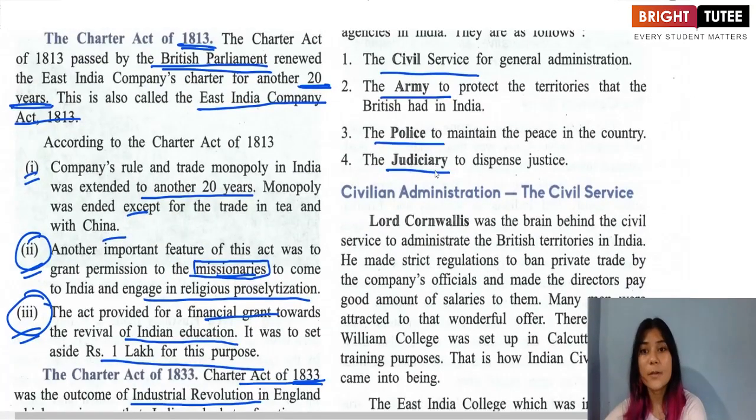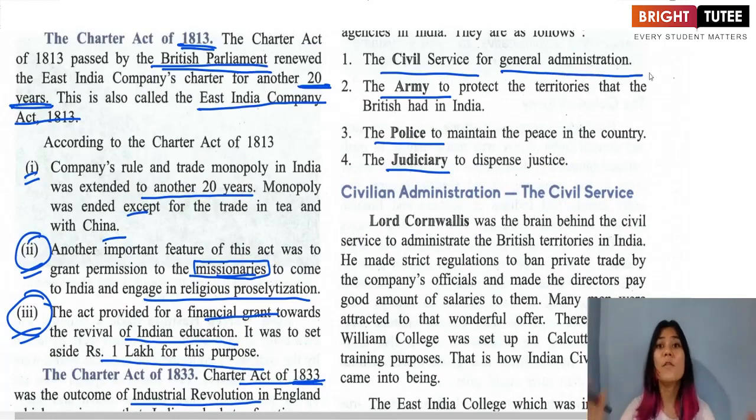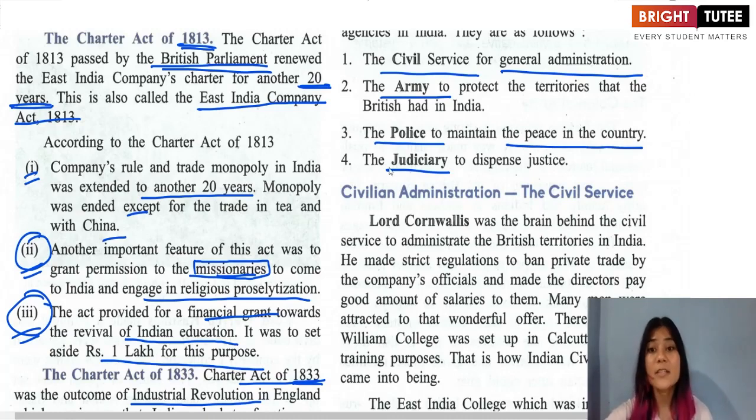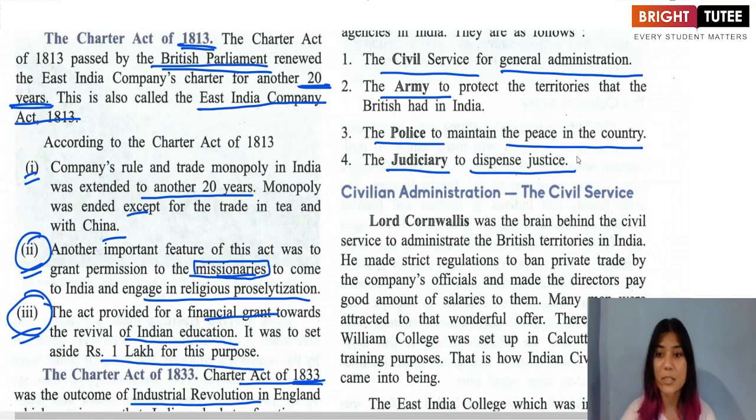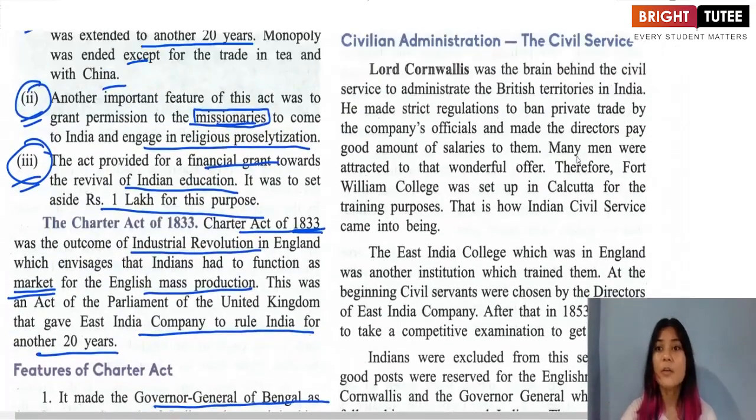So the civil service was for the general administration, the overall administration. The army was to protect the territories, the police was to maintain peace and order, and the judiciary was for providing justice to the people. Now after this we'll look at each of these parts. Starting from the civil service, we'll go one by one and try to understand each part of the administration. First, we'll look at the civil service or the civil administration.